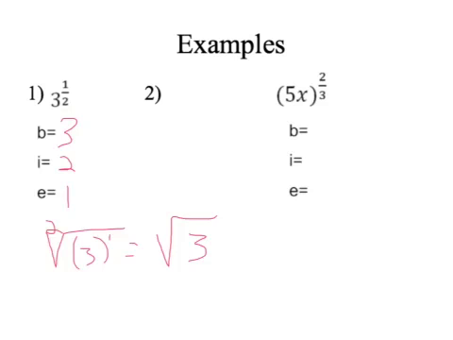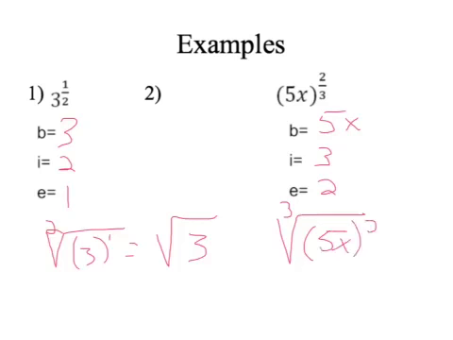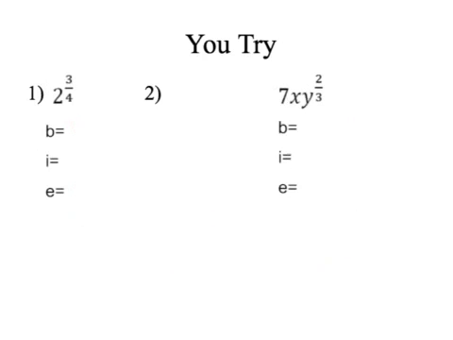For number 2, our base is what's inside the parentheses. So my base would be 5x. My index is the bottom, so it would be a 3. My exponent is the top of the fraction, so it would be a 2. So for this one, put your radical sign. Our index is 3. Base is 5x. Keep it in the parentheses. And your exponent would be 2. Go ahead and pause the video and do these two problems.